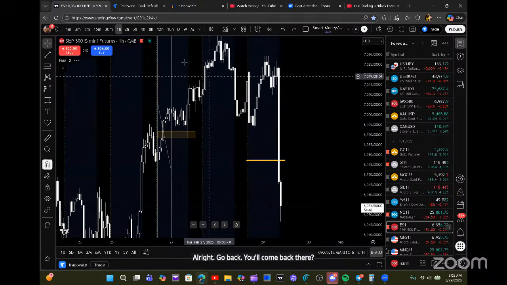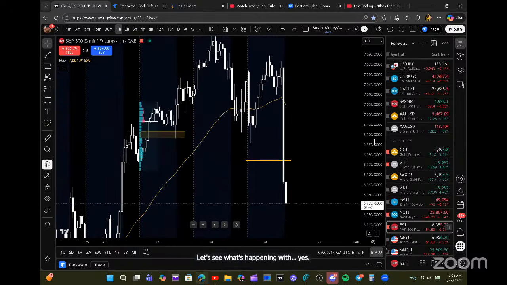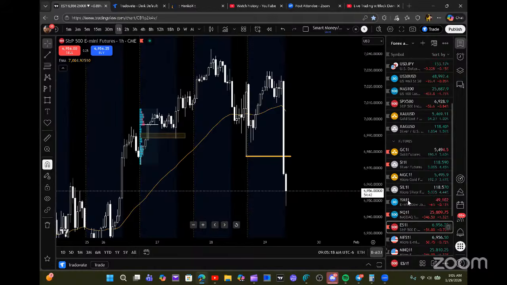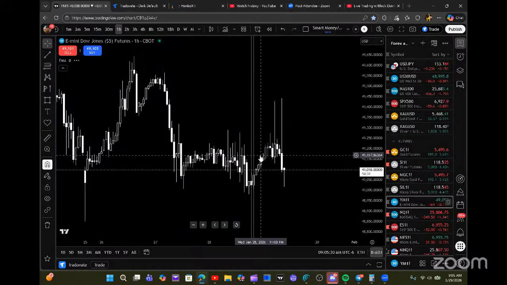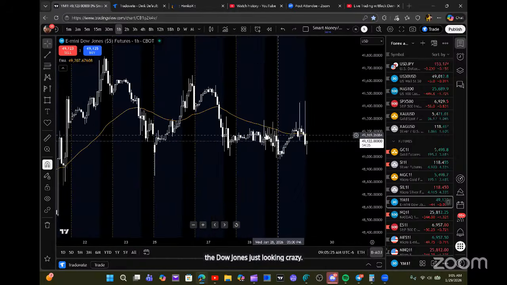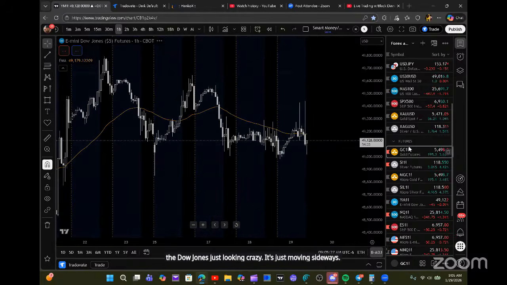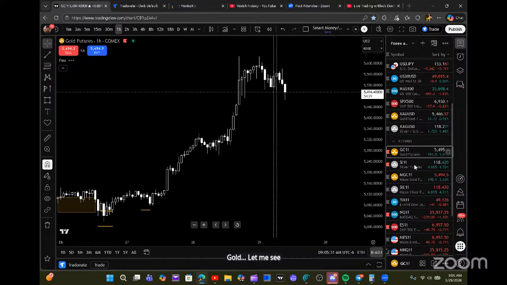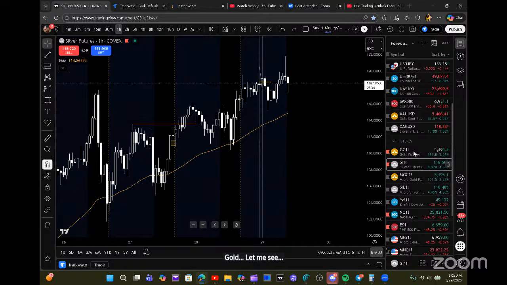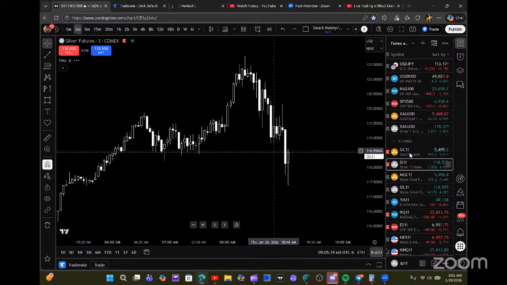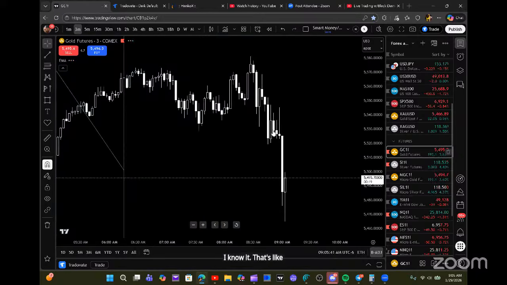Let's see what's happening with ES. ES still pushing down, ES and NQ. The Dow Jones just looking crazy. It's just moving sideways. Gold. Let me see. Silver is gonna push up. I know it. Let's look at gold right quick.